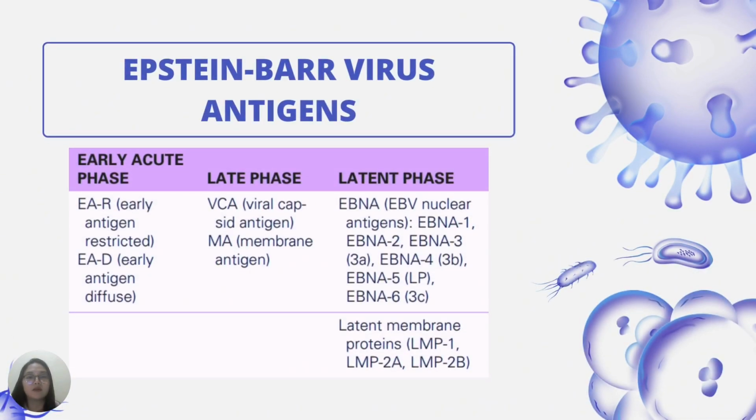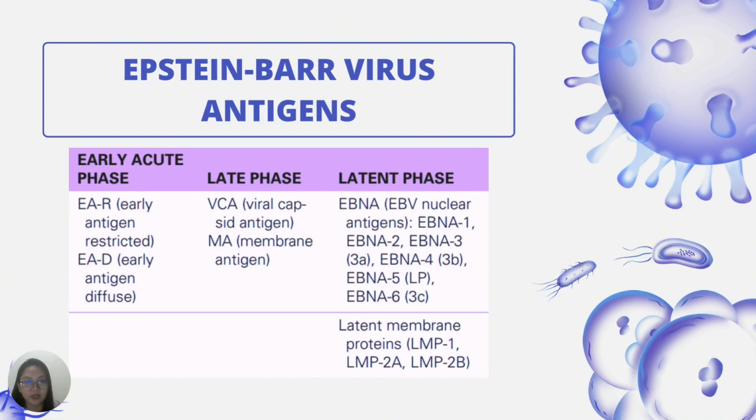Okay, so Epstein-Barr virus antigen. By here, the table, we will discuss ano-ano ba yung particular antigens of Epstein-Barr virus that we detect in different phases of the infection. So, this is primarily the early acute phase, late phase, and the latent phase. In the early acute phase, we can detect EA-R or the early antigen restricted and the EA-D or the early antigen diffuse. And as per late phase naman, we can detect the VCA or the viral capsid antigen and the MA or the membrane antigen.